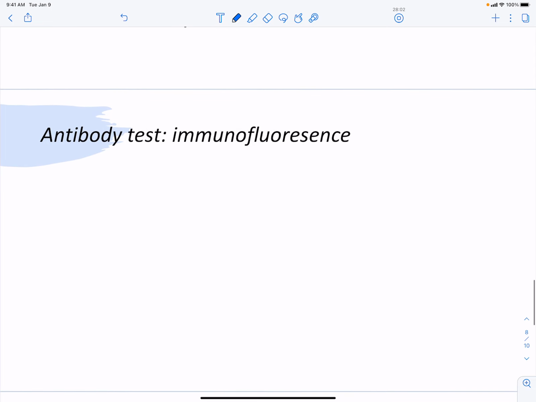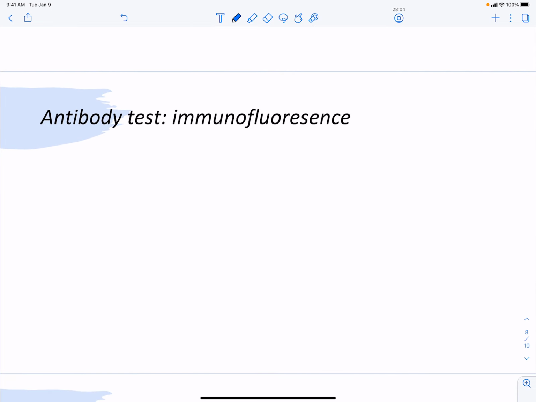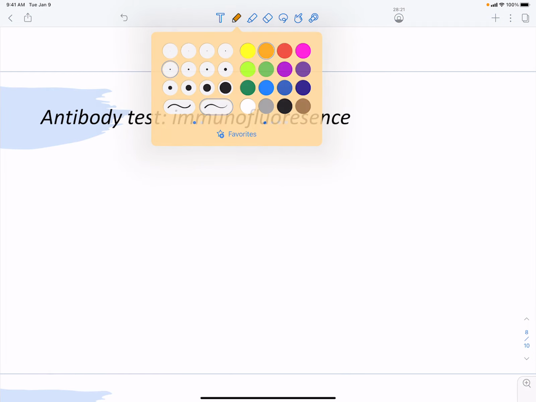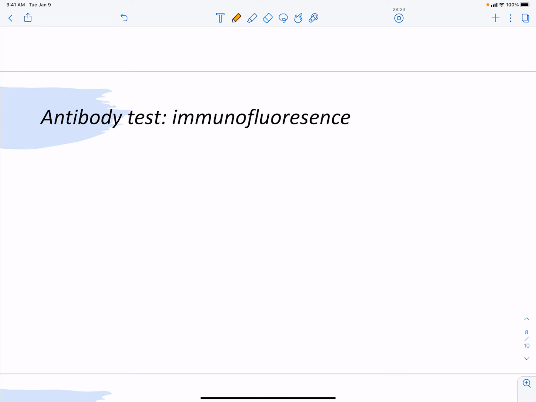Now there's also immunofluorescence. And so immunofluorescence is where you have proteins and you have an antibody that binds to them, and then they're able to fluoresce under UV light. So in this case, again, you're using antigens. And then you're going to bind the antigens with some sort of antibody.